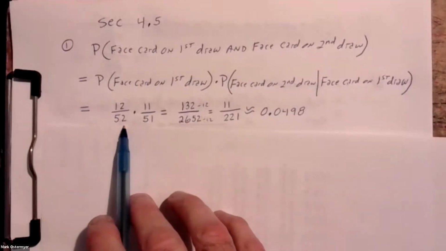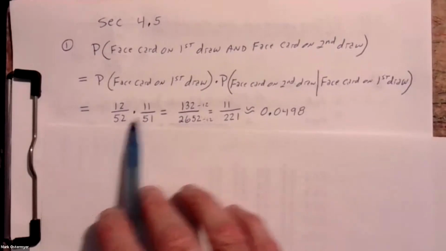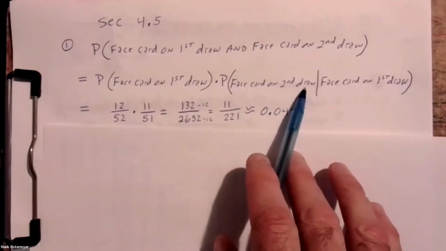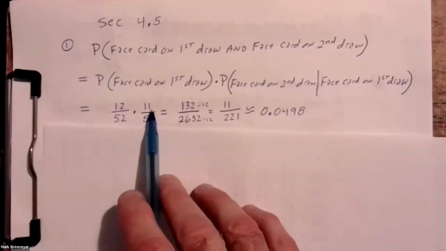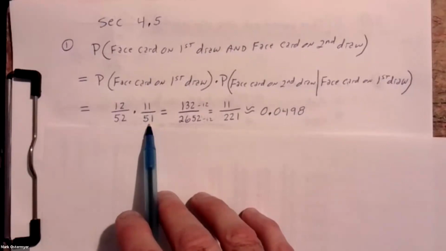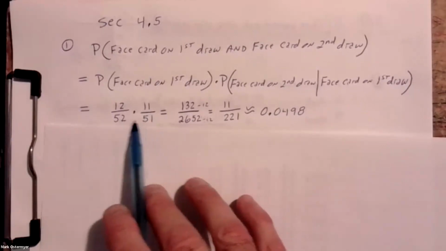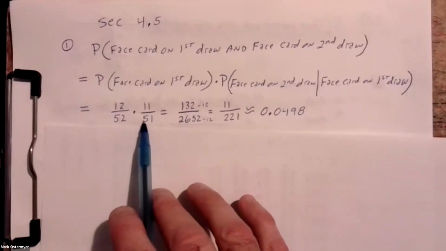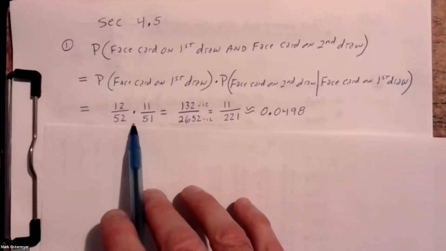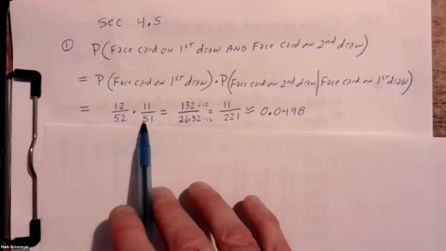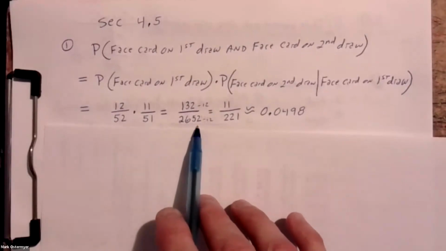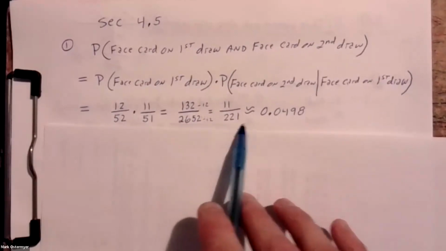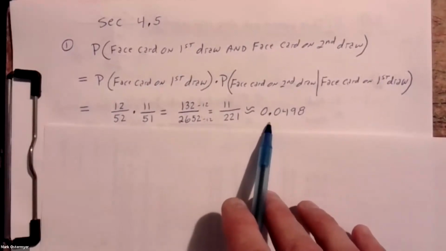first draw. If you keep that face card out of the deck and then reach in and pull out another card, what's the probability then that the second draw is a face card, given that the first one was a face card? Well, we only have 11 face cards left out of 51 cards left. So this is going to be the probability of drawing 2 face cards without replacement. You multiply these fractions together and you get 132 over 2,652, which I reduced by 12 down to 11 over 221. So your probability is 0.0498.